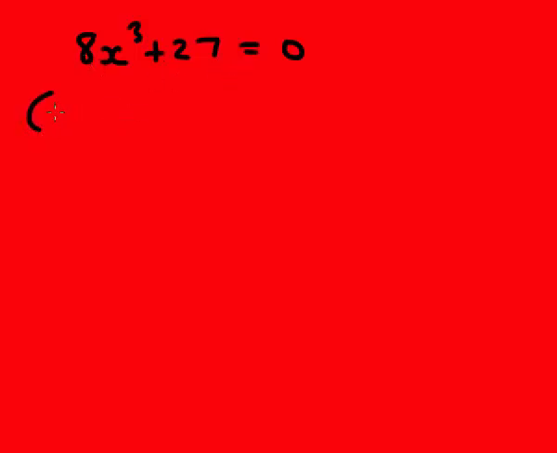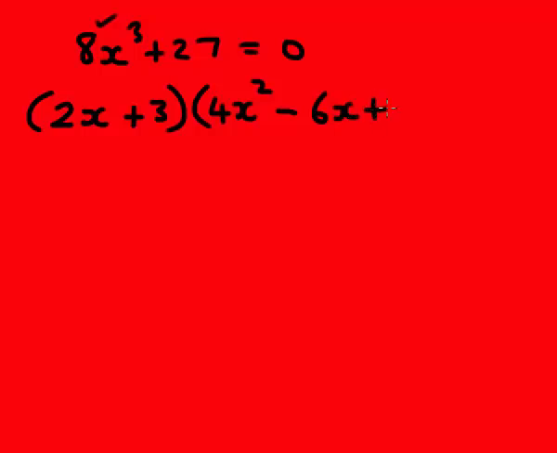Well, the cube root of 8 is 2. The cube root of x cubed is x, plus, 27's cube root is 3. Okay, square this and you get 4x squared. Check it: 4x squared times 2x is 8x cubed. Great. Then you change the sign from a plus to minus, multiply the 2x and the 3, giving you that, and you square the 3 and you get 9, equals 0.